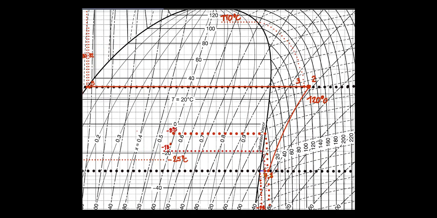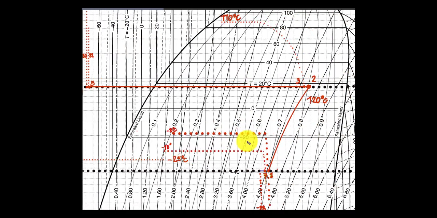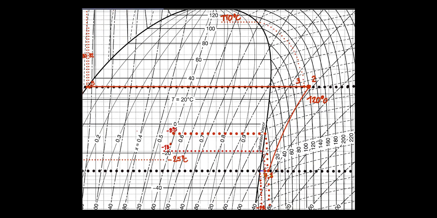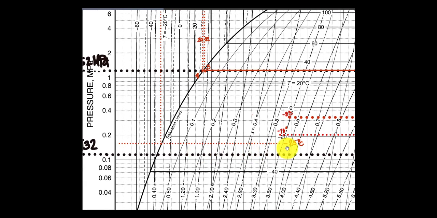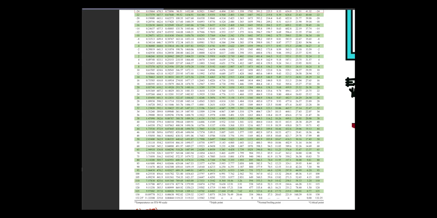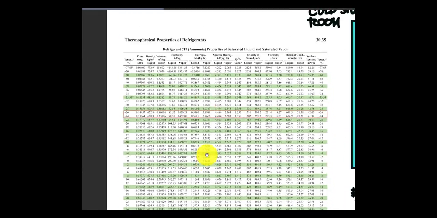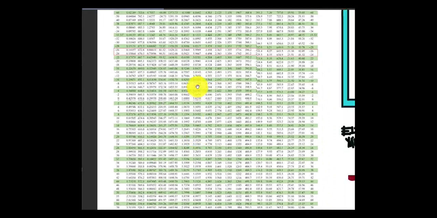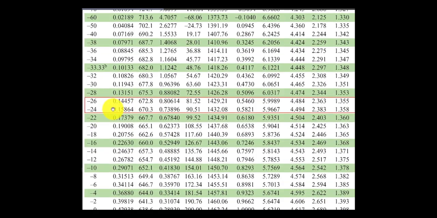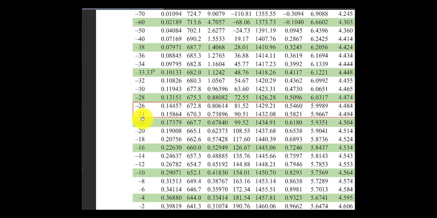Now, if we try to locate the value of negative 25, the pressure on this one, to make it accurate we refer to the thermophysical properties of refrigerant. Now, along the temperature, we have here negative 26 and negative 24.